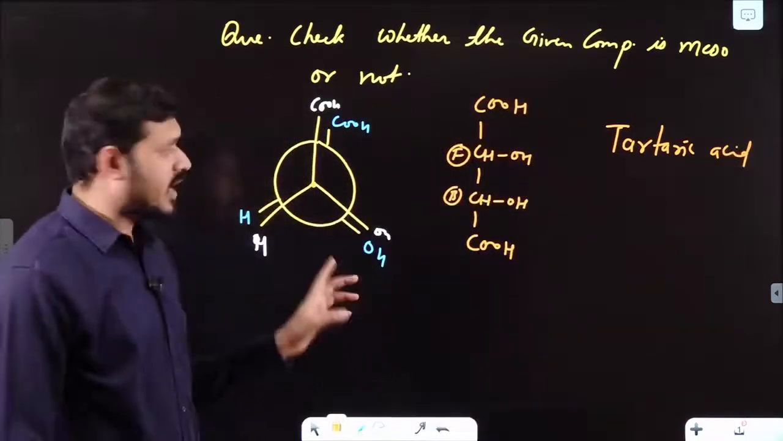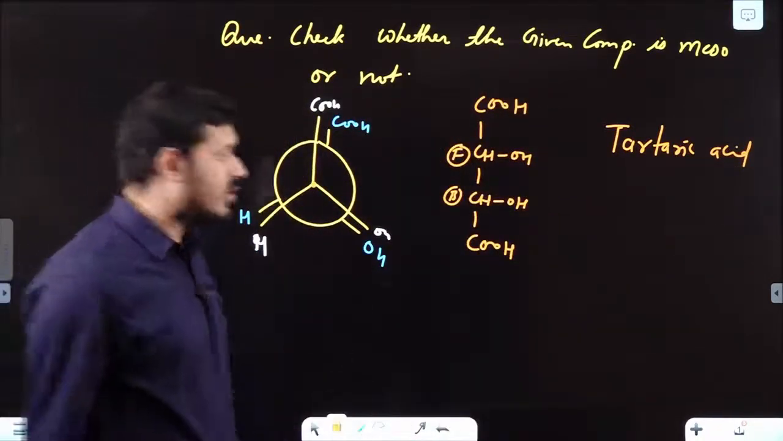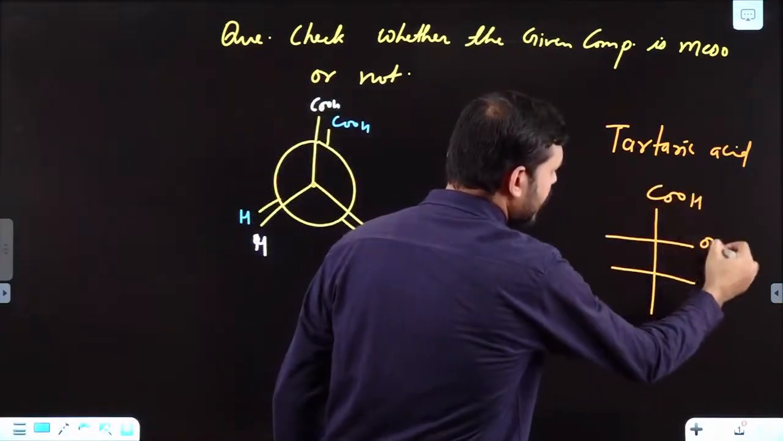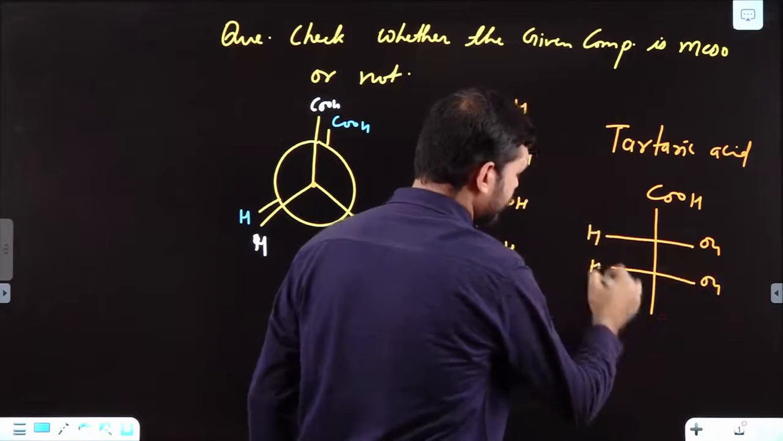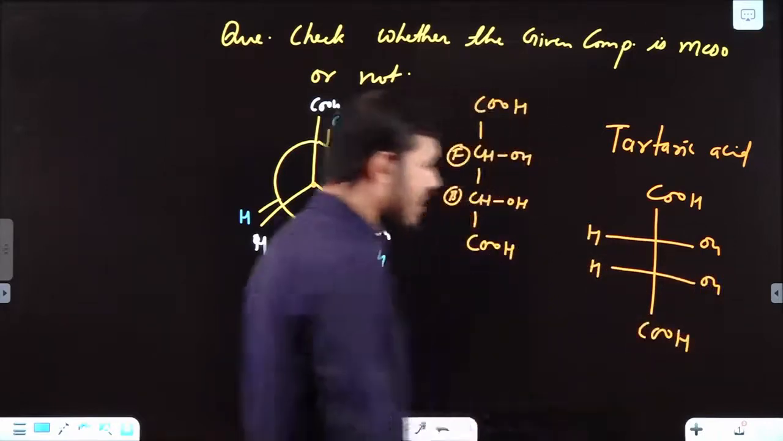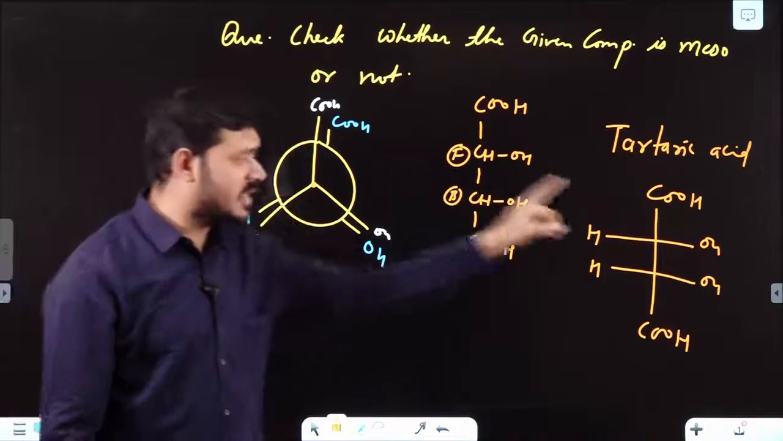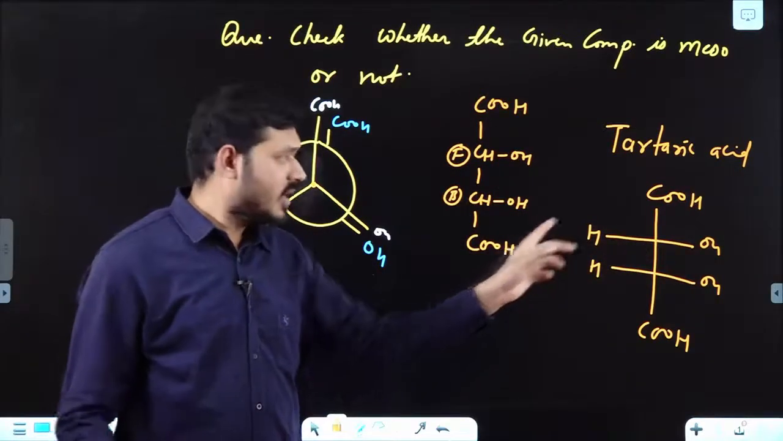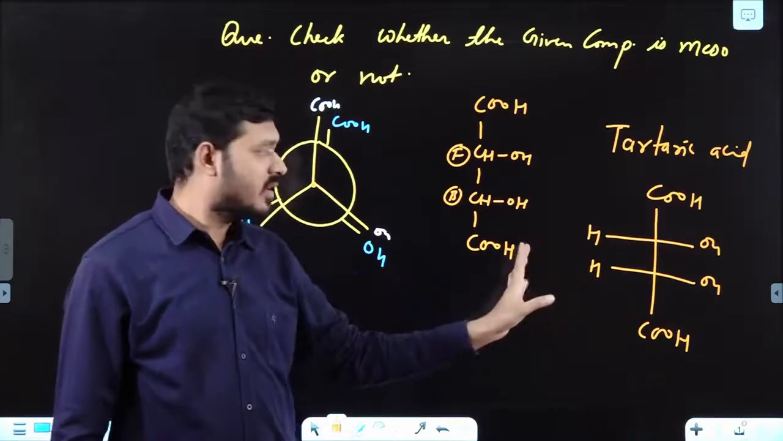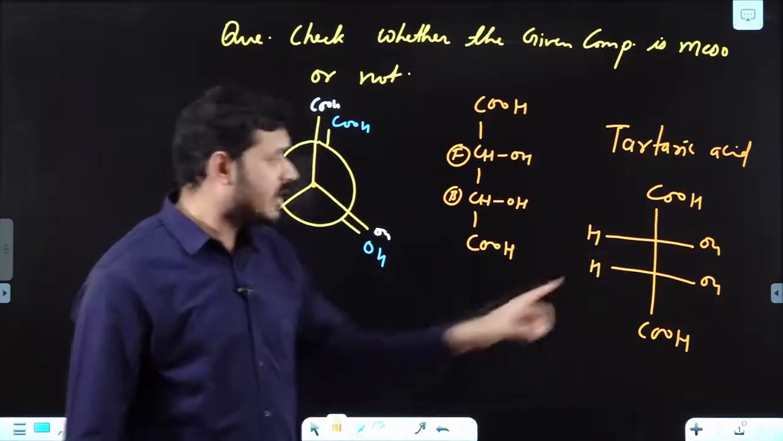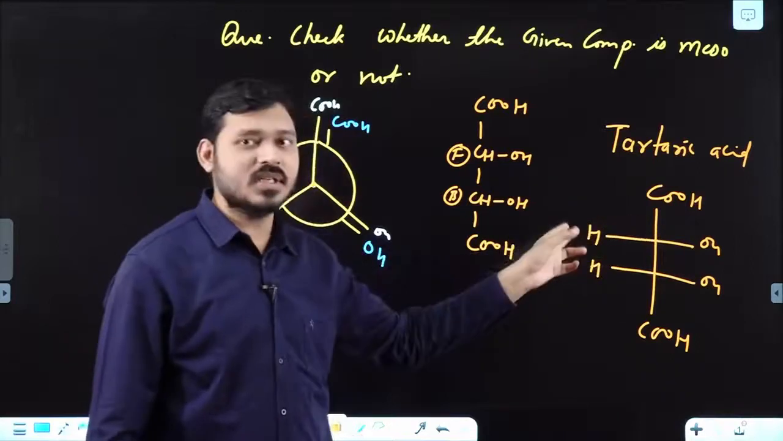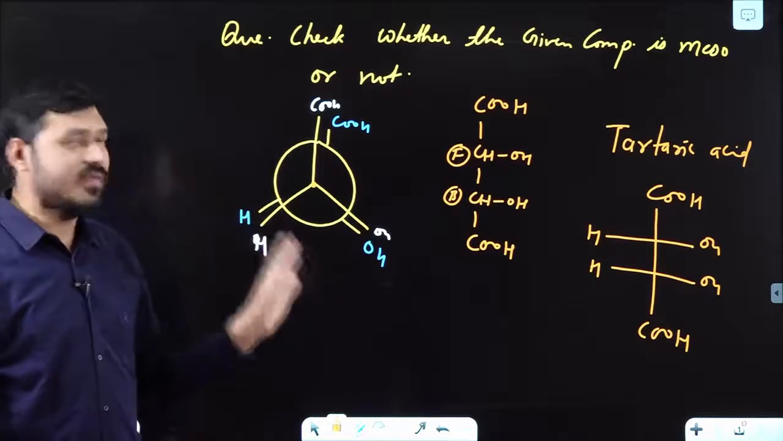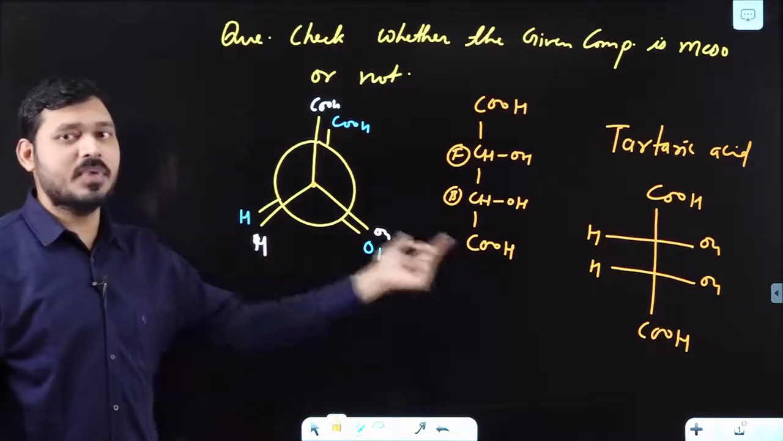Now, if I have to check whether it is meso or not, as we know about this structure, if this COOH, if this structure resembles this part or its mirror image, both are identical. So if this represents this one, then it is a meso compound. But if this H and OH are on opposite sides, then it will be optically active. So here we need to learn the conversion from Newman projection to Fischer projection.